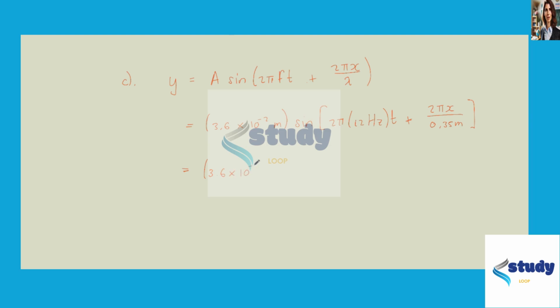And so we can simplify this and write this as 3.6 times 10 to the minus 2 meters times the sine of 75 radians per second times t, which is 2 pi times 12 hertz, plus 18 per meter multiplied by x. And there we have a mathematical expression for the displacement of the wave y.